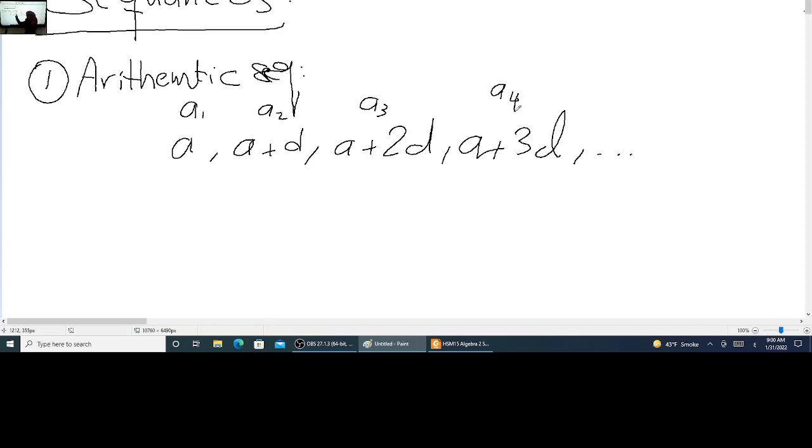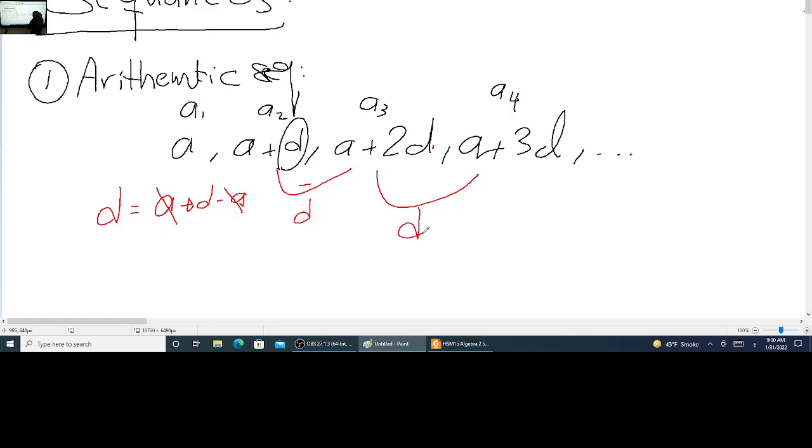Note that here a2 minus a1 is d, right? a plus d minus a is d. Also a plus 2d minus a plus d is d. Also a plus 3d minus a plus 2d is also d. So if we have a common difference between any two consecutive terms, we say that the sequence is an arithmetic sequence.